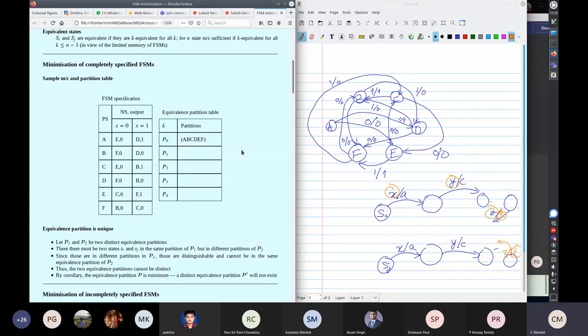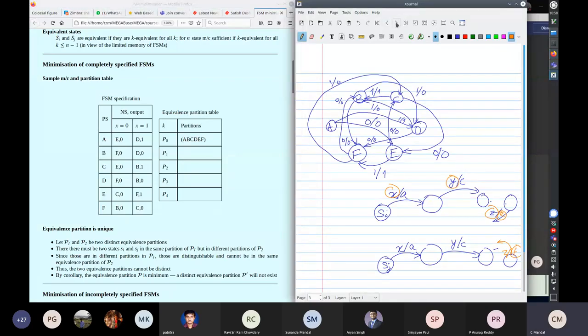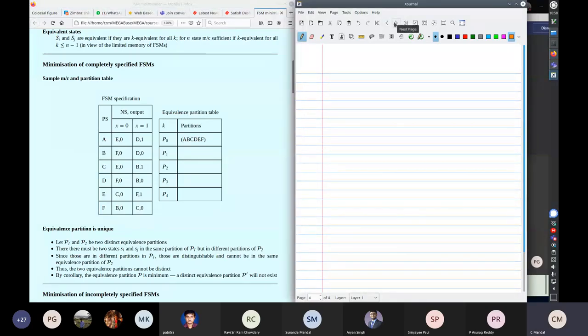So let us see what we are doing here. I think we're at the end of the class, so I'll stop now. But I'll just show you the first step. So here, we have assumed that A, B, C, D, E, F are equivalent. That is our initial claim. Okay, but is our claim true?